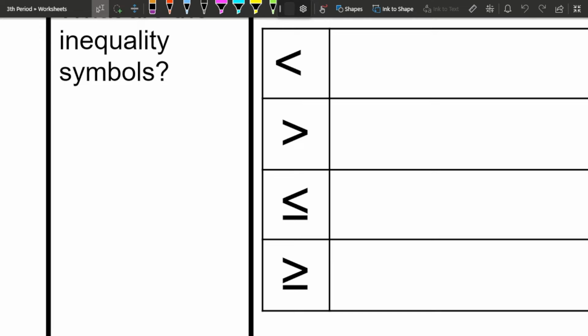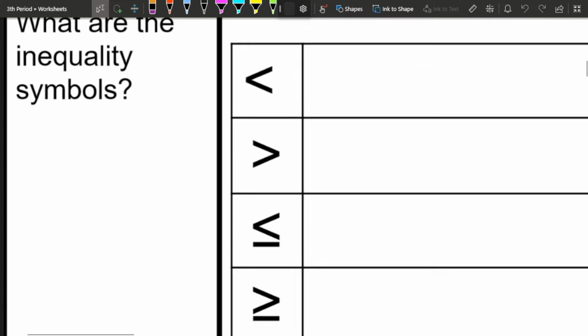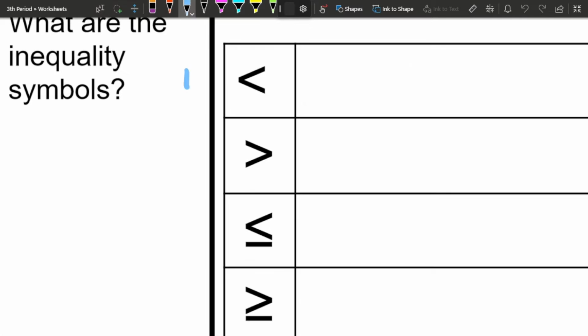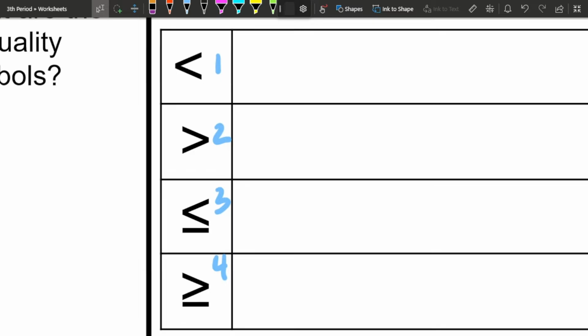So we have 4 different signs that we're going to be using, and let's start talking about them. I'm just going to number them because I want to reference them later. I'm going to call this 1, 2, 3, and 4. So the first one, what sign is it? What are the keywords associated with that? Less than. Let's put that in here. Less than.